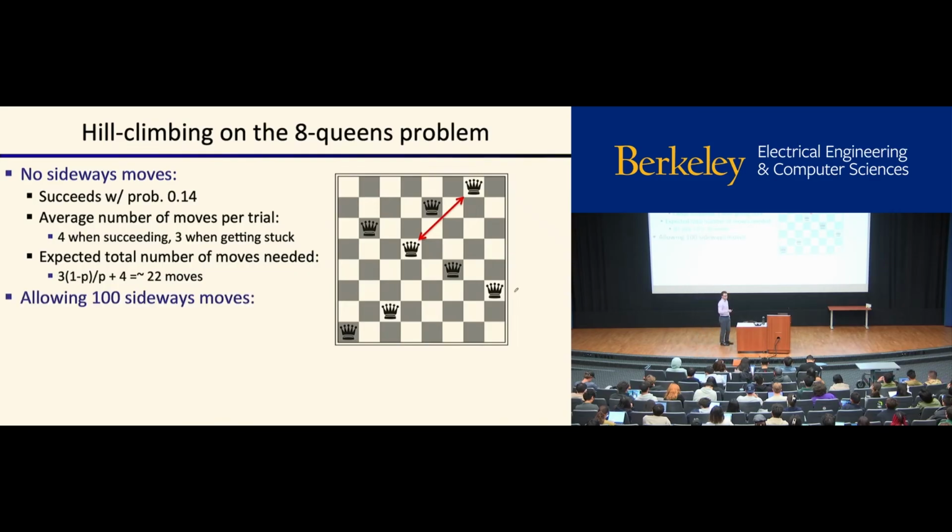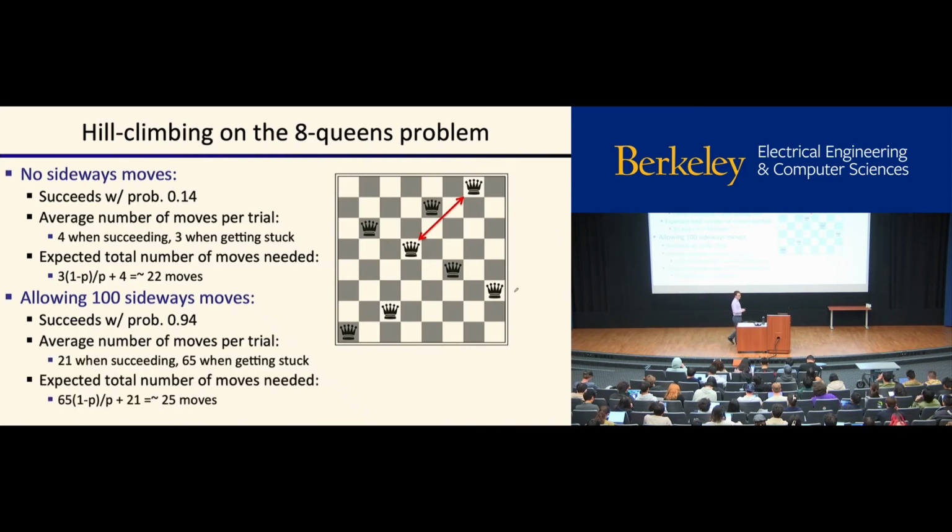Now we can allow sideways moves, and we have to decide how many sideways moves we're going to allow. So we have this knob that we can turn, and maybe we add more, maybe we add less. Let's say we're going to allow 100. This will now succeed with probability 0.94. The expected number of moves will end up being a lot more because we're allowing sideways moves. Part of the reason we're more successful is that it takes us longer, but eventually we find the solution. So 21 when succeeding, 65 when getting stuck. This is an average of 25 moves now to find a solution.